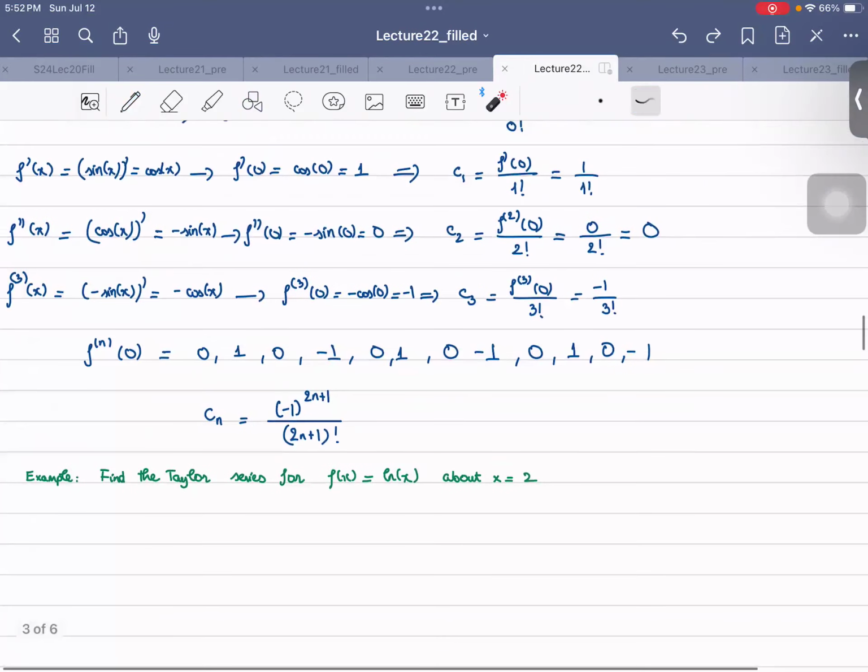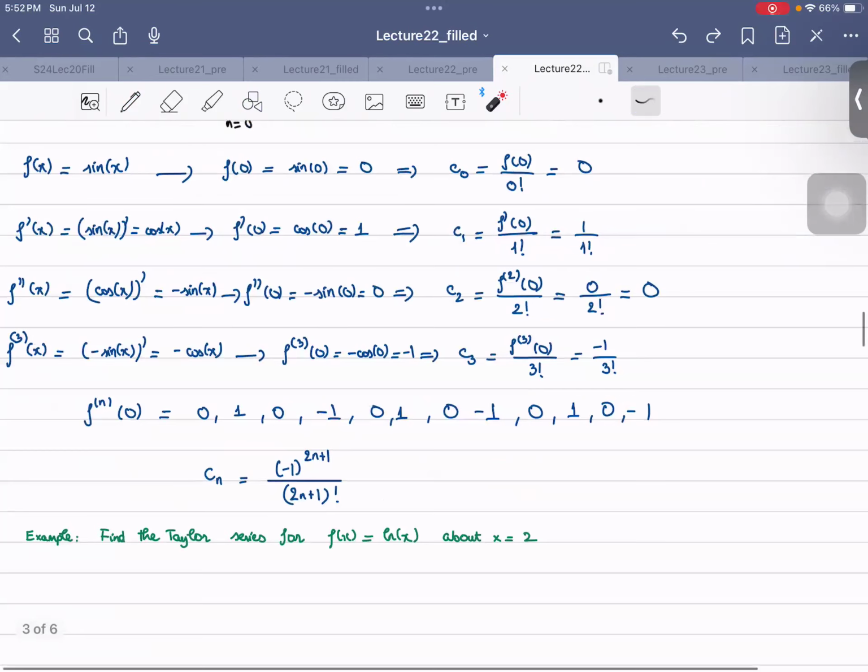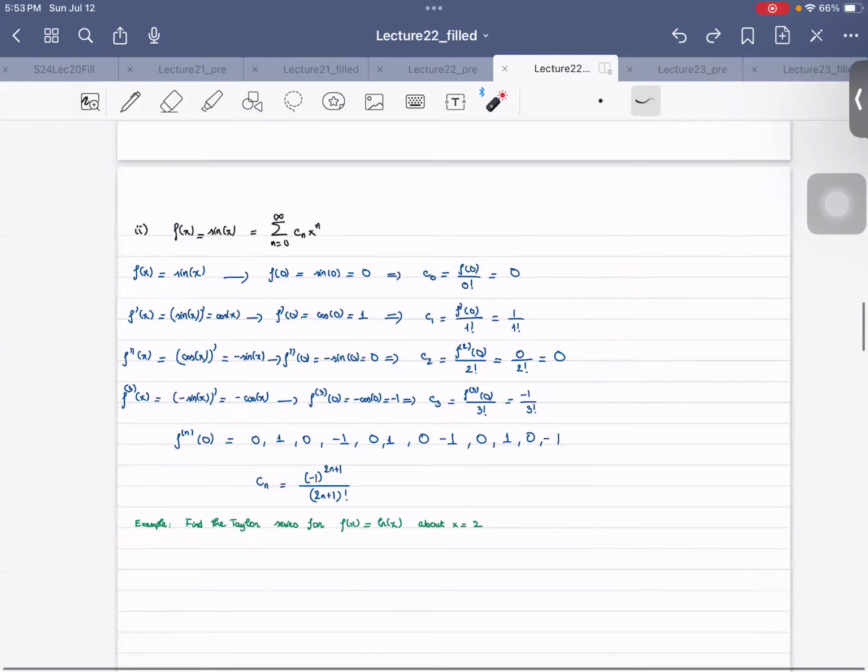Because you can see that, for the terms that have the even index, it just becomes 0. Okay. For the terms that have the even index, it's just 0. So you just care about the coefficient for the terms that have the odd index. Okay. And because you have 1, negative 1, 1, negative 1, 1, negative 1 alternating, I have negative 1 to the power of 2m plus 1 divided by 2m plus 1 factorial.